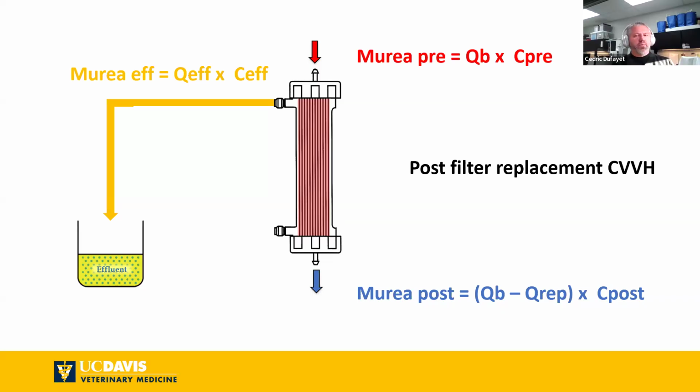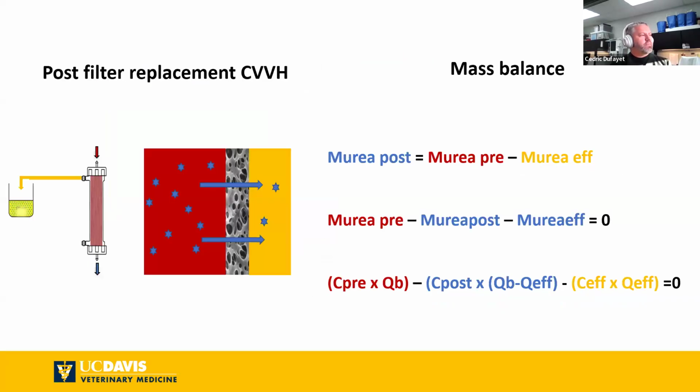So once we got that in mind, it seems obvious that there's no generation of urea. Urea is not going to dissipate in thin air either. And so the mass of urea that you get at the exit of a dialyzer has to be equal to the urea entering the dialyzer minus the urea that left into the effluent. And so you can rearrange that equation to say the mass of urea pre-filter minus the urea post-filter and the urea in the effluent should be equal to 0. And that's your mass balance, right?